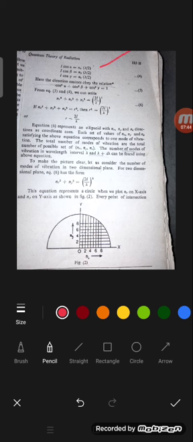L cos beta is equal to ny lambda by 2. And L cos gamma is equal to nz lambda by 2. So the cosine law is cos square alpha plus cos square beta plus cos square gamma is equal to 1.